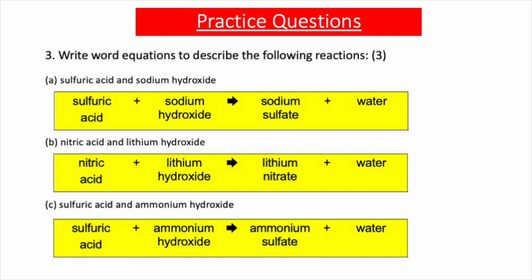And for question C, we have sulfuric acid and ammonium hydroxide. So the salt would be a sulfate because it's sulfuric acid, and it's ammonium sulfate because we have ammonium hydroxide. So the equation would be sulfuric acid plus ammonium hydroxide makes ammonium sulfate plus water. Now this is a 3-mark question, and there's 1 mark for each correct word equation.